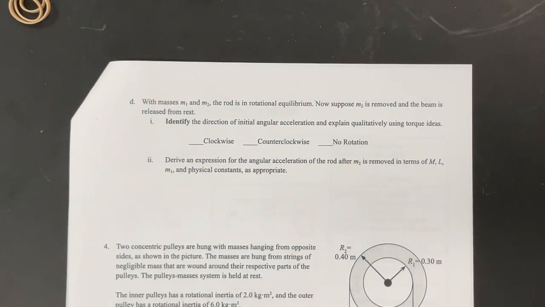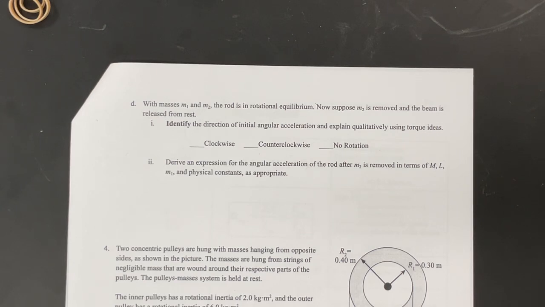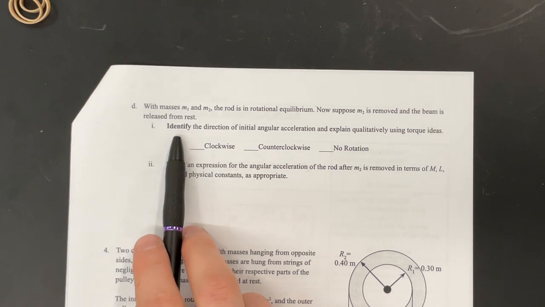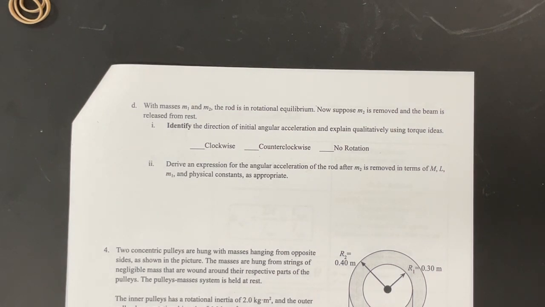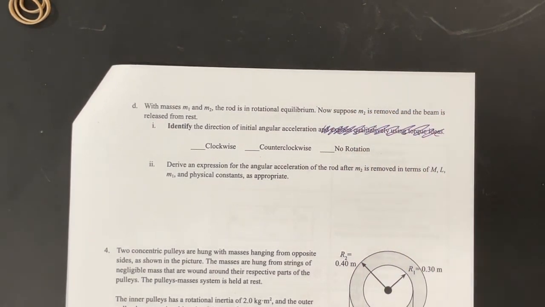Got one more part to this problem. With masses M1 and M2, the rod is in rotational equilibrium. Now suppose M2 is removed and the beam is released from rest. D1, identify. Remember this command term from AP, identify. It means you don't have to explain in the slightest. It just means identify. The direction of angular acceleration. Oh, sorry, I meant to cut off the second half of this. Sorry about that. Identify the direction of initial angular acceleration.